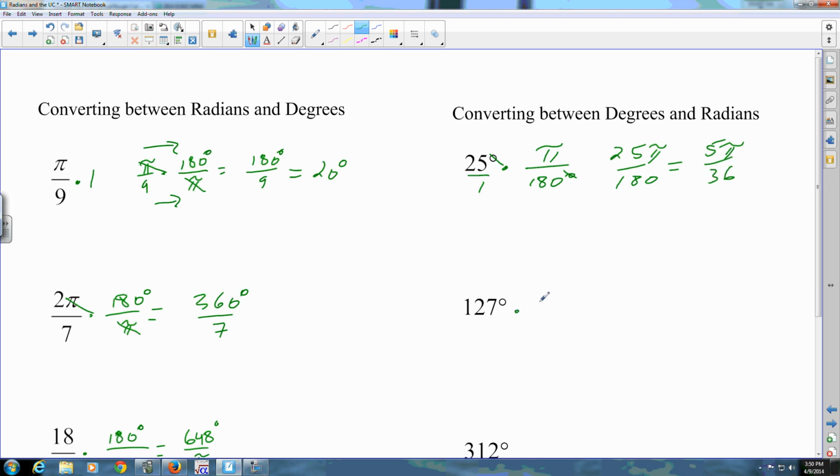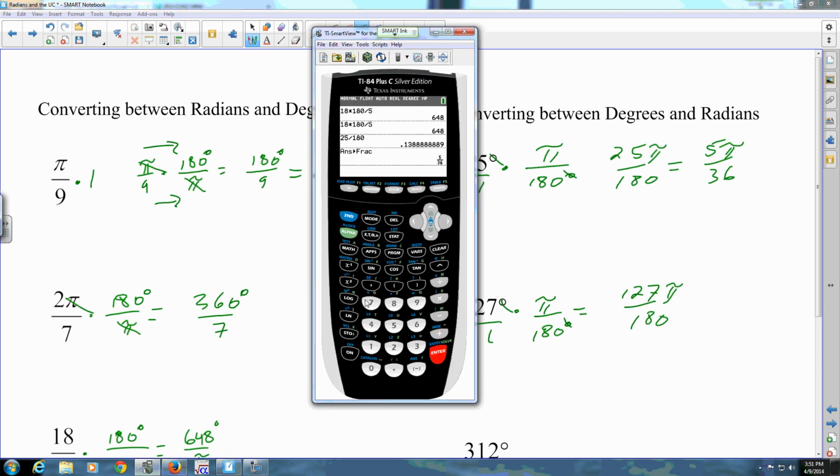Okay, this one, same thing, multiply by this. So I've got 127, the degrees cancel. Pi over 180. I don't think that's going to reduce, but you can try it. 127 divided by 180. And math, enter. Nope, doesn't reduce, so that's done.